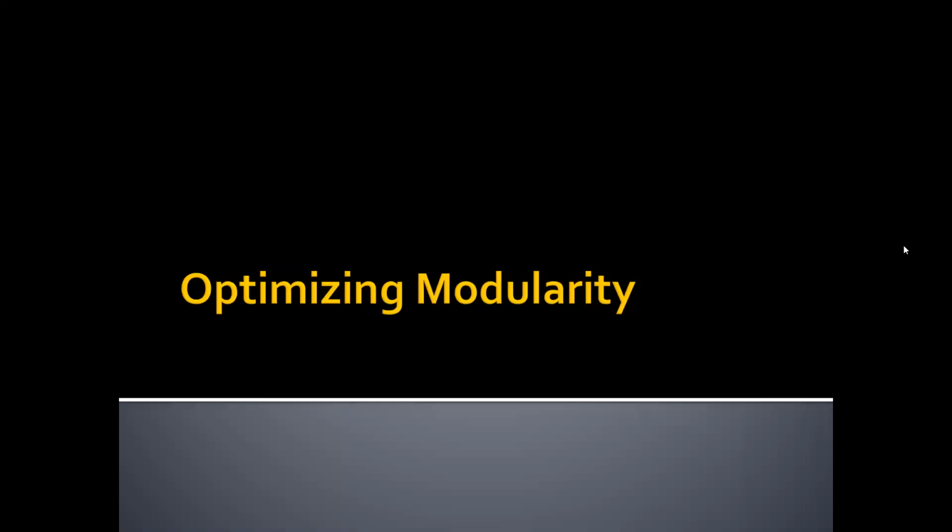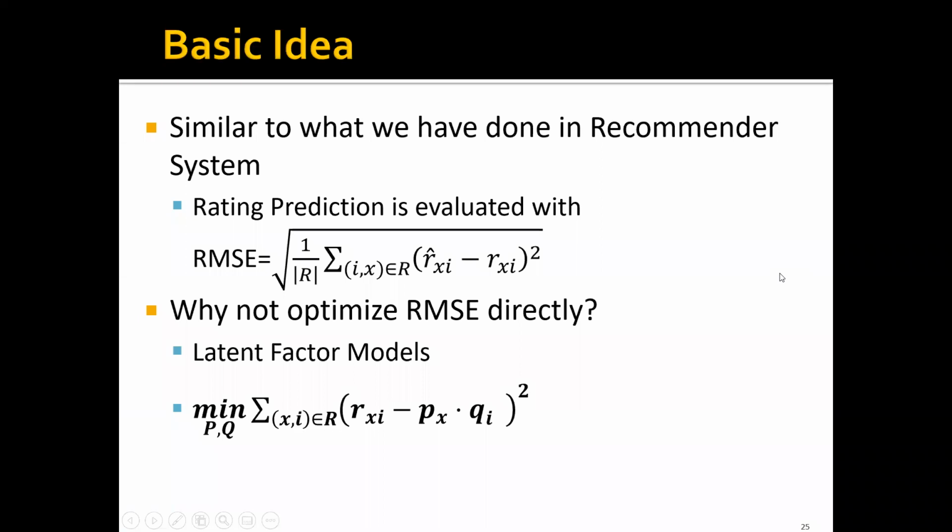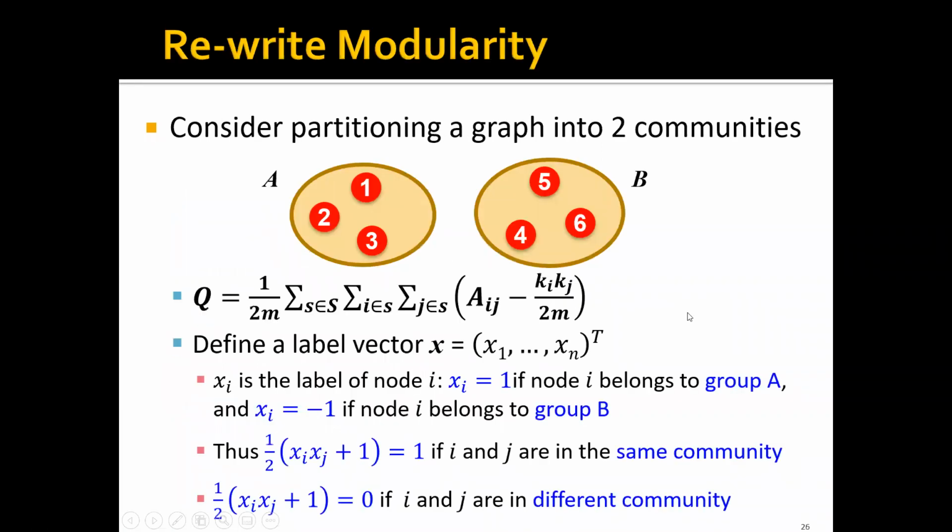Next, let's talk about how to perform community detection by directly optimizing modularity. The basic idea is actually similar to what we have done in recommender systems, where rating prediction is evaluated with a metric called RMSE, which is computed using this equation. And we said that when we optimize RMSE directly, we come up with the latent vector model, which did this. And similarly, in community detection, we can do this by rewriting the modularity equation.